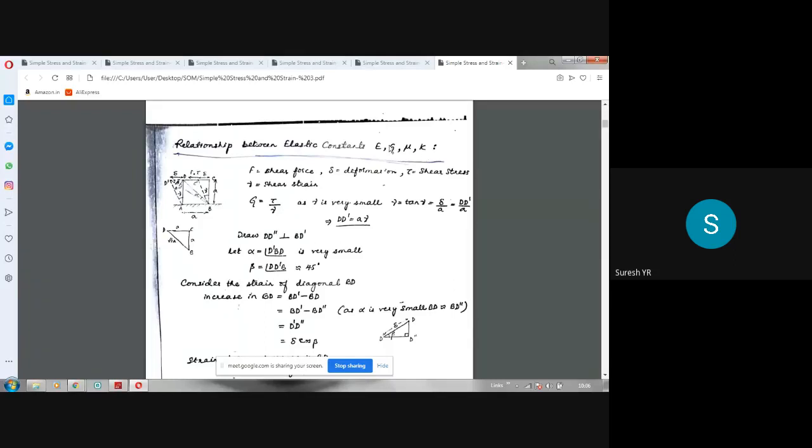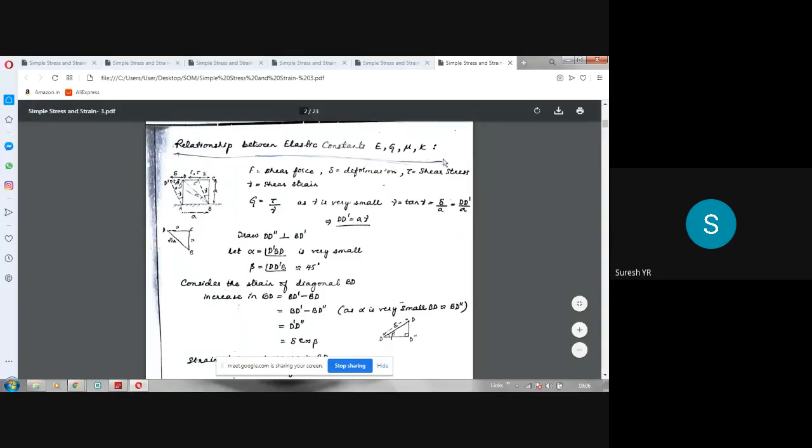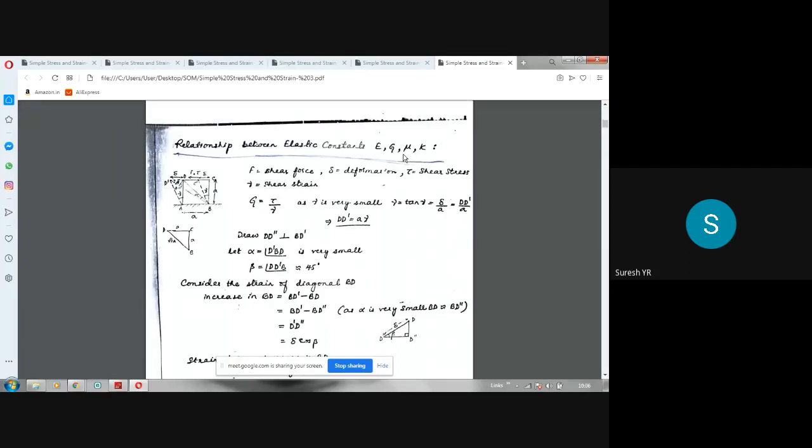Now there is a relationship between all these four. Whenever the material is in elastic state, you can always develop a relationship between these four elastic constants. So E, Young's modulus, Newton per mm square. G, shear modulus, Newton per mm square. Mu, Poisson's ratio, no units. It can be written as 1 by m also. Then K, bulk modulus, Newton per mm square. So first E, G and K, they are in Newton per mm square. Mu does not have any unit.